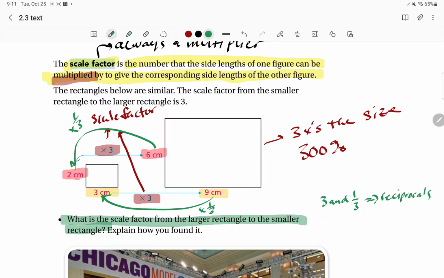All right, make sure that's in your notes. The reciprocals are going to come up time and time again. If you go from one shape to the next and find a scale factor of 3 in this case, and then you want to go backwards from the big one to the small one, the scale factor is just the reciprocal of the other one. All right, so jot that in your notes. Make sure you have that.